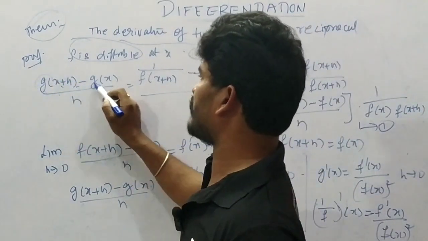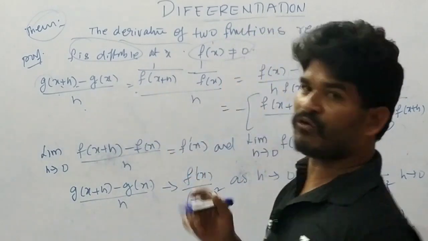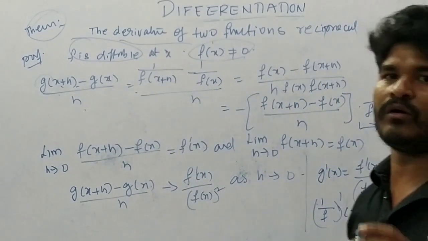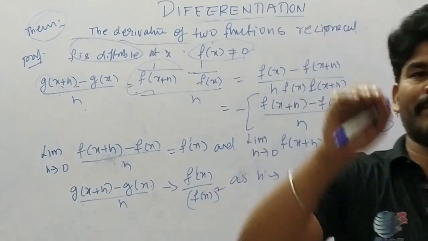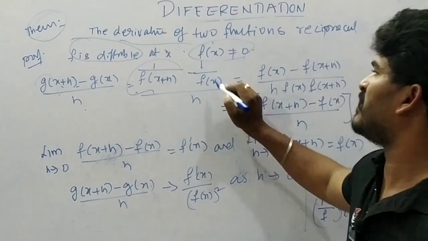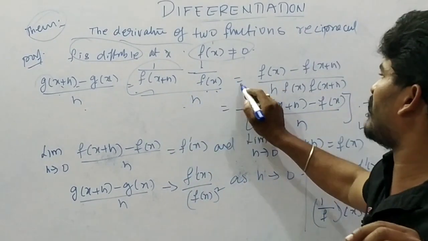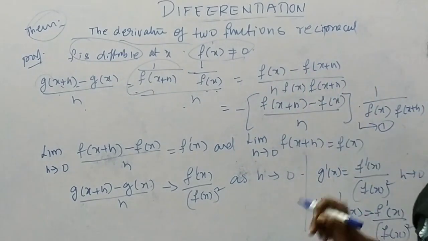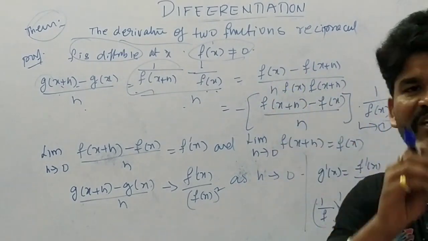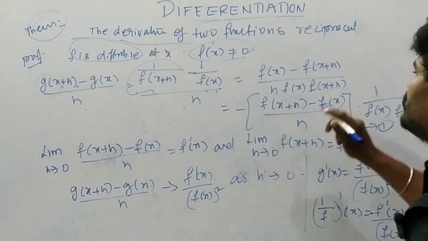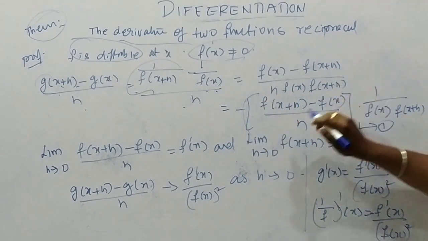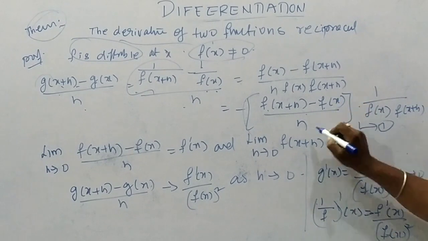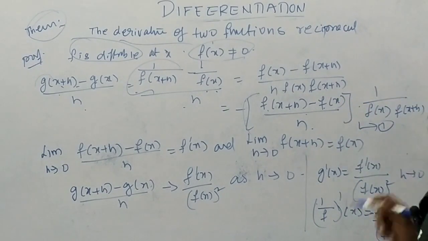g(x+h) minus g(x) divided by h. Therefore, these are reciprocals. So the reciprocal is nothing but [1/f(x+h) - 1/f(x)] divided by h. This gives [f(x) - f(x+h)] divided by h·f(x)·f(x+h). Therefore, we take this value as [f(x+h) - f(x)] divided by h, times 1 by f(x)·f(x+h).